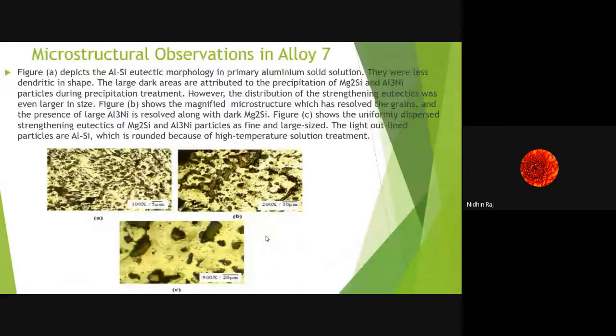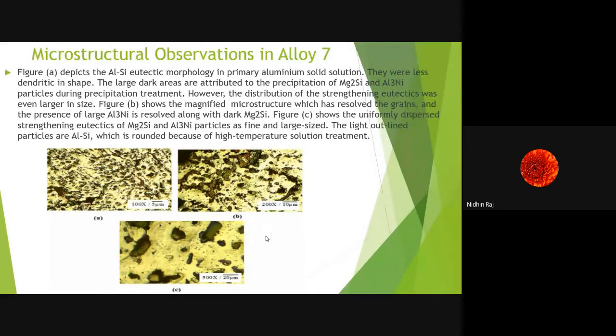Okay. Now moving on to the microstructural observation of alloy 7, figure A depicts the aluminum silicon eutectic morphology in the primary aluminum solid solution. They were less dendritic in shape, and the large dark areas are attributed to the precipitation of Mg2Si and Al3Ni particles during precipitation treatment. However, the distribution of the strengthening eutectics was larger in size here.